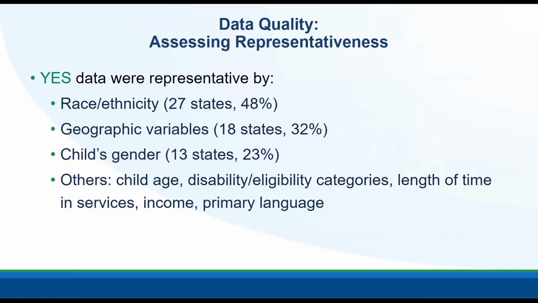And some states just may look at race, ethnicity only. So that varies. And we do see some other variables that a smaller number of states look at, like child age, disability or eligibility categories, how long the child's been in services, and other variables that were seen in much smaller numbers.